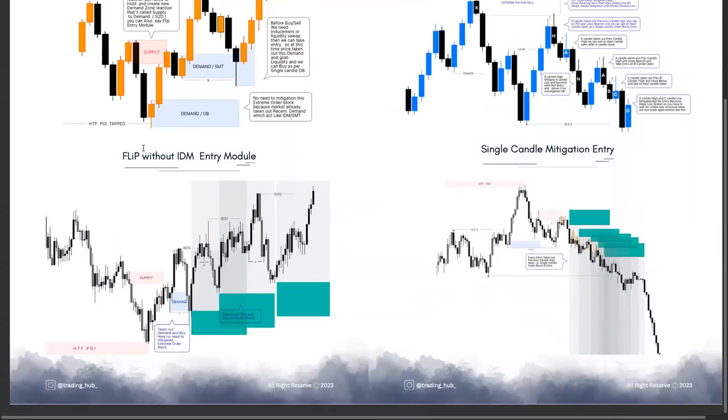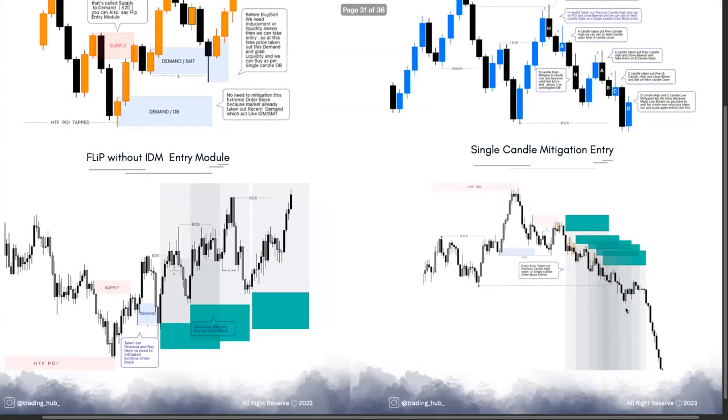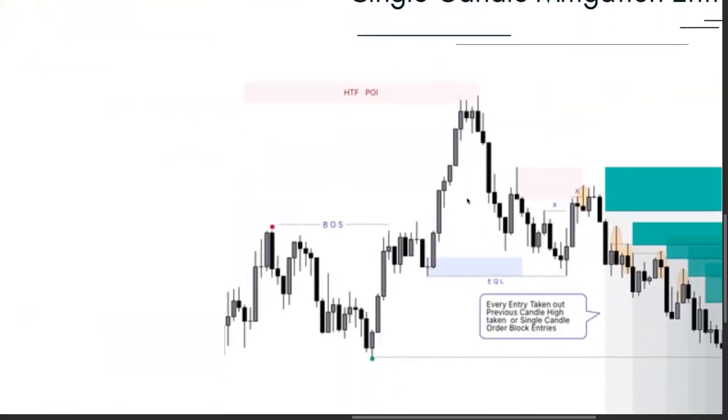Should we use order block with imbalance? Yes. What was the reason? Third entry. Third entry is here. Break the structure, inducement, and tap on this order block, which is on the extreme, and buy. Same in a single candle mitigation entry. Which one is here? Right.